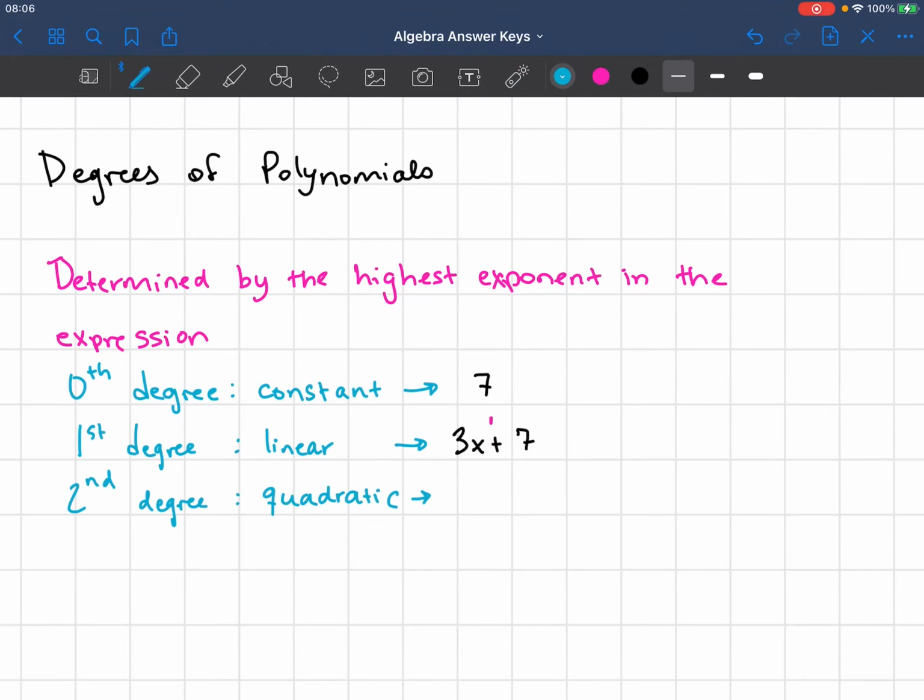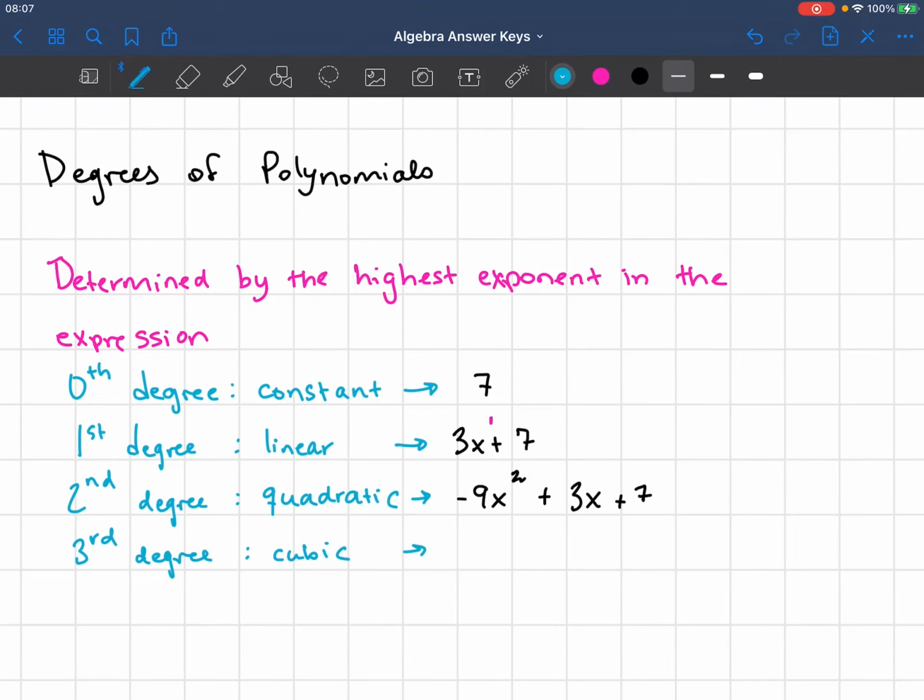A 2nd degree polynomial is known as quadratic, which I know it doesn't make a lot of sense because quad is the root for 4, but that's just how it is. So the 2nd degree polynomial has the highest exponent value of 2. For example, you could say negative 9x squared plus 3x plus 7 is now a 2nd degree polynomial. So the highest exponent in this case is 2, so this is a 2nd degree polynomial.